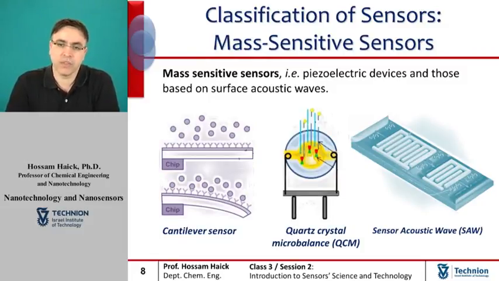The fifth category of the sensors is the so-called mass-sensitive sensors. These sensors can detect analyte molecules by sensing their mass. There are several kinds of mass-sensitive sensors.